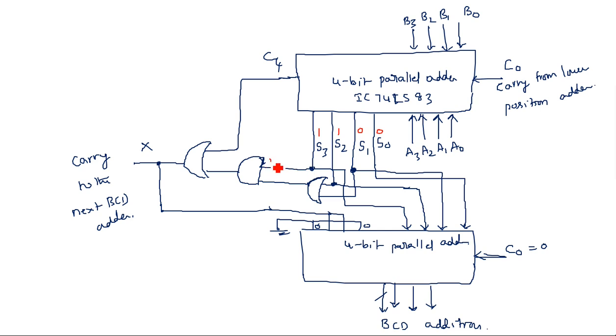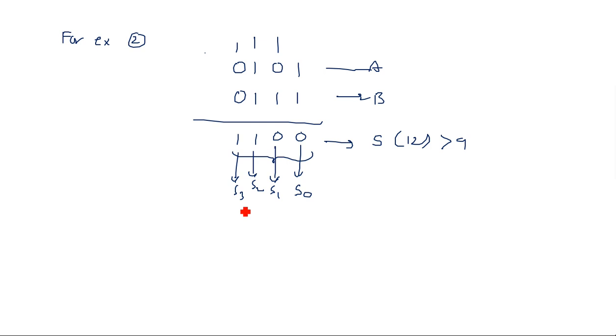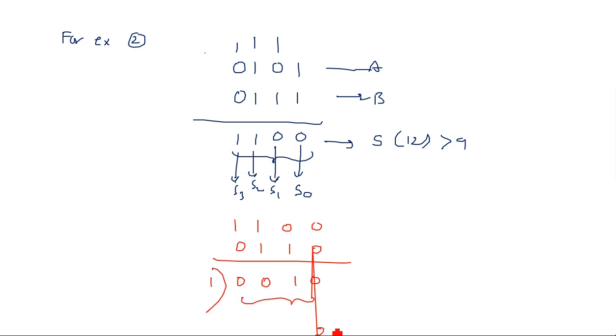So this AND gate is having input 1, and this OR gate is having input 1, and the other is 0. So the result is 1. The carry is 0, but it is an OR gate, so it is 1. Then also 0110 is added to the result. So 1100 plus 0110. Then what is the result? 0010 with the carry 1. The carry is discarded here. So this is the final result.